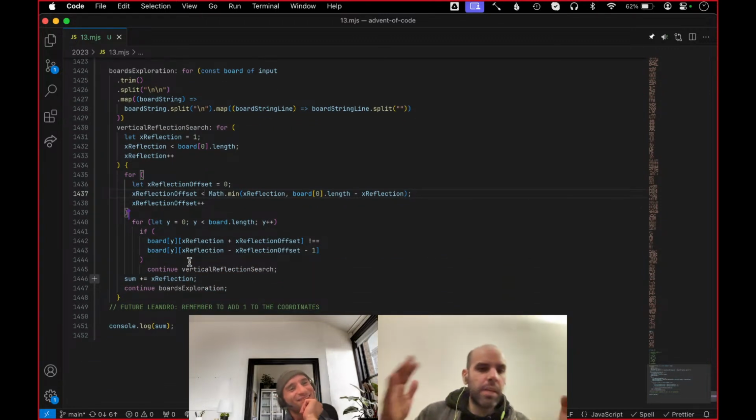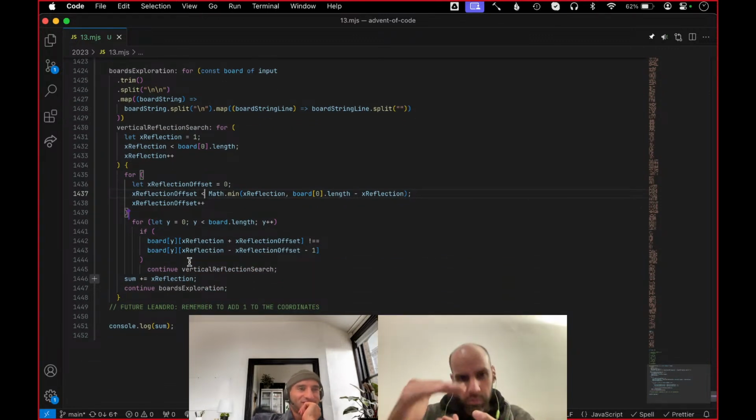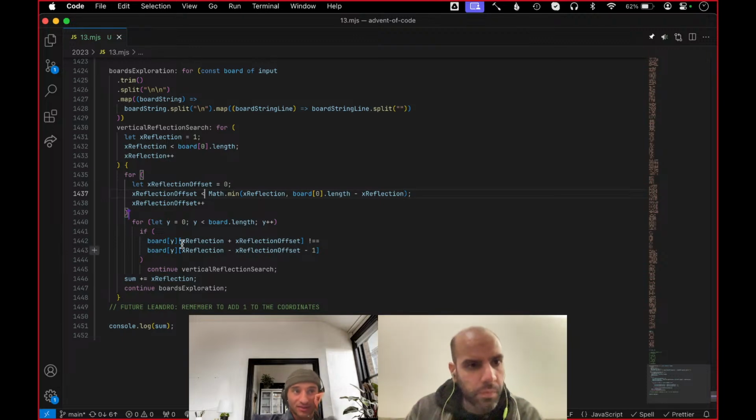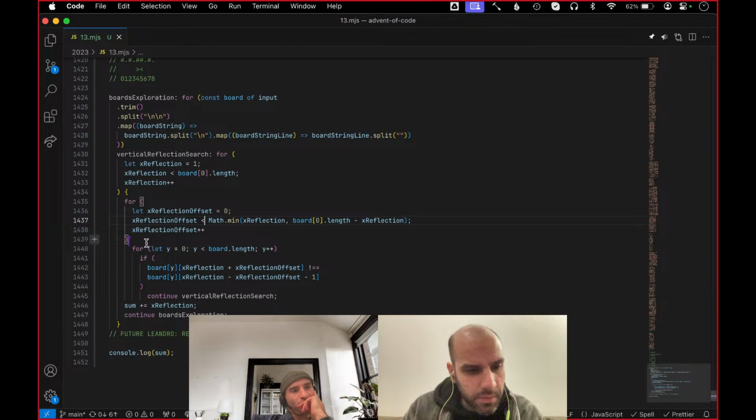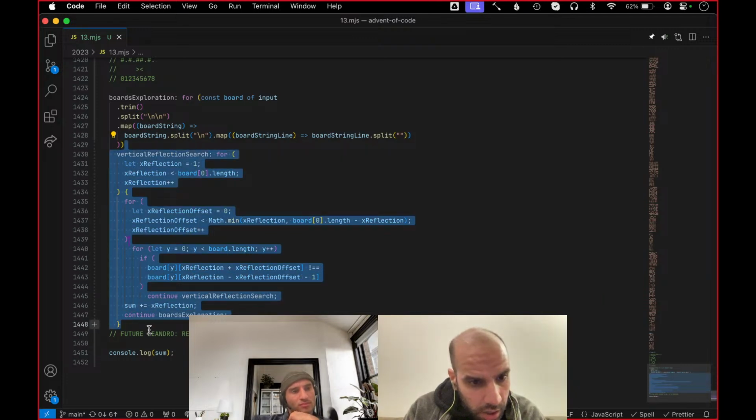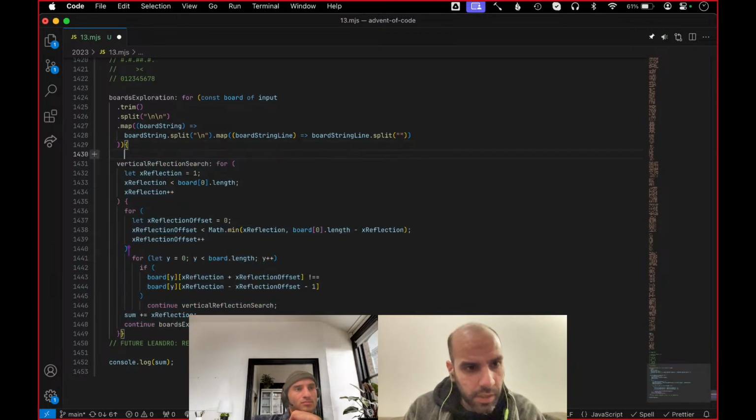Now let's rinse and repeat for horizontal symmetries. Yeah. So, after all of this, I will get my vertical search. And I suppose I should have a sentinel here for whether my vertical search succeeded. So vertical reflection search succeeded.